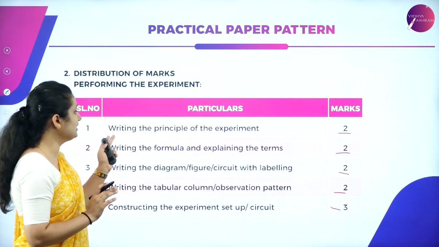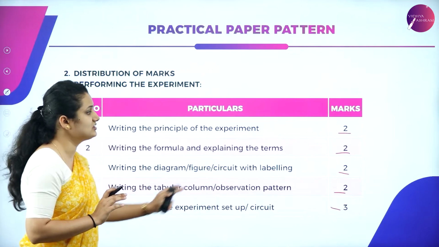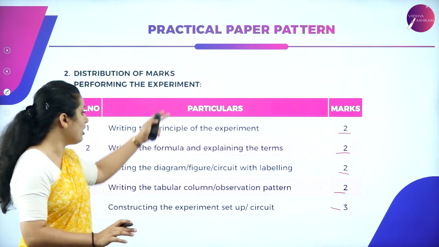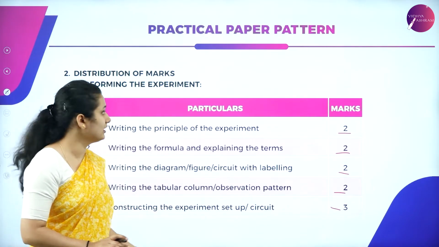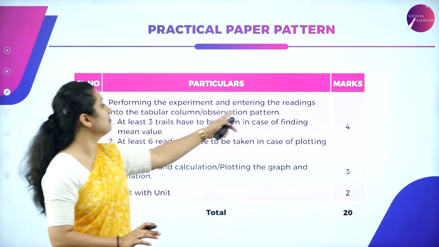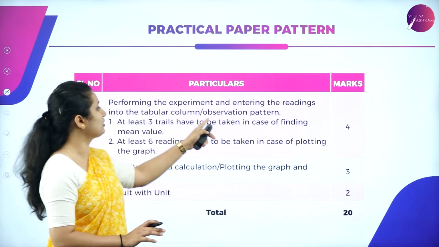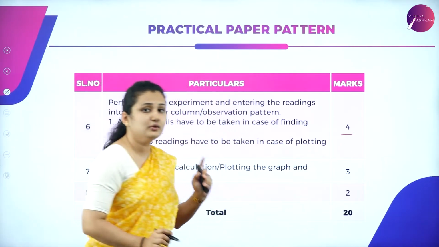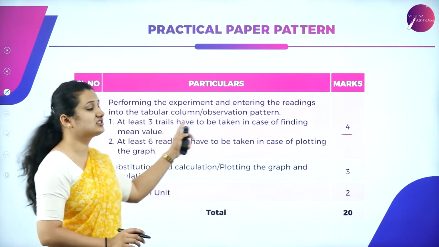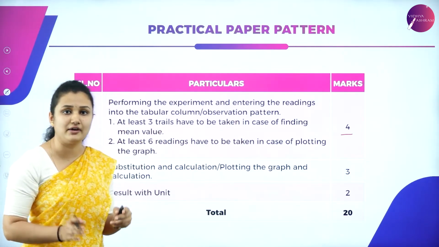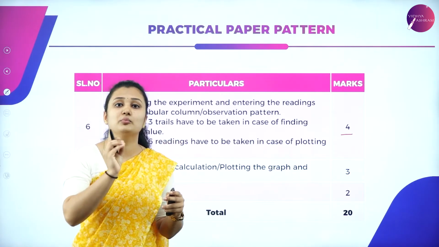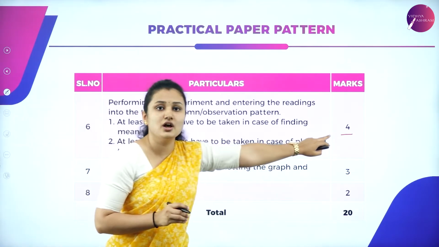So you can see all the different sections have different marks allotted. Performing the experiment means all these points should be included. Next, performing the experiment and entering the readings in the tabular column or observation pattern has 4 marks. Whenever you take a reading, you'll have to take at least 3 trials, or if you are plotting a graph and you have 15 points, at least 6 points should be considered when you plot the graph. So that has 4 marks.